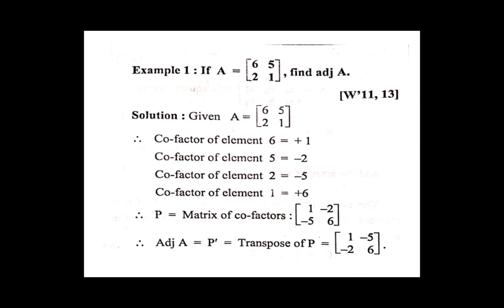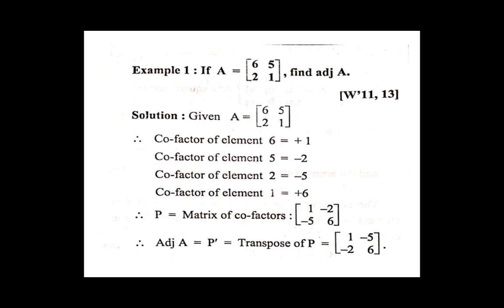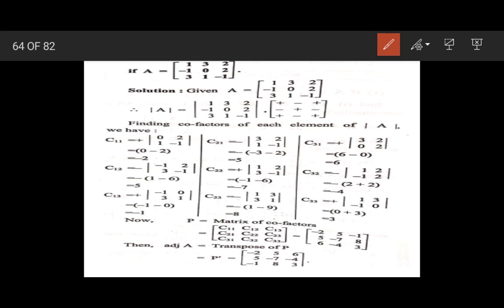So this is the example of finding adjoint of a matrix A. Let us see one more example. So again, the question is: find the adjoint of a matrix A. A is given as this matrix.